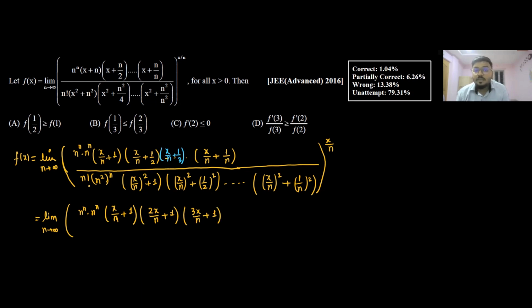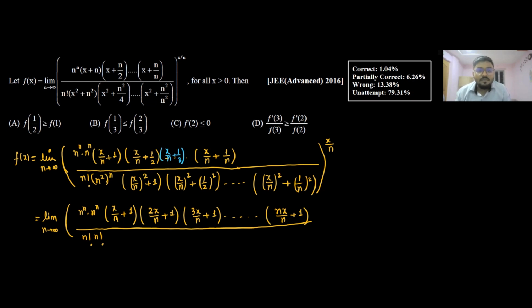Similarly, in the fourth bracket, I'll multiply by 4. And similarly, in the last bracket, I'll multiply by n. So it is nx by n plus n by n, which is 1. So what I have done is I have multiplied 2, 3, 4 till n. Multiplying 2 to n, is it n factorial? Yes. So I have to divide by n factorial. As I have already multiplied by n factorial, I have to divide by n factorial. One n factorial was already there, and one n factorial I have introduced by multiplying and dividing.